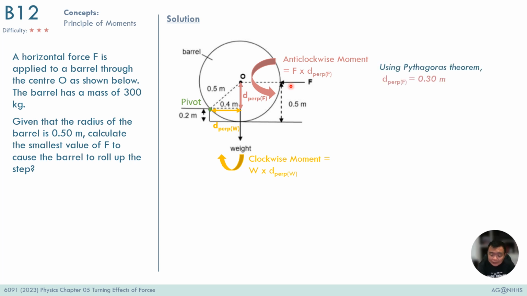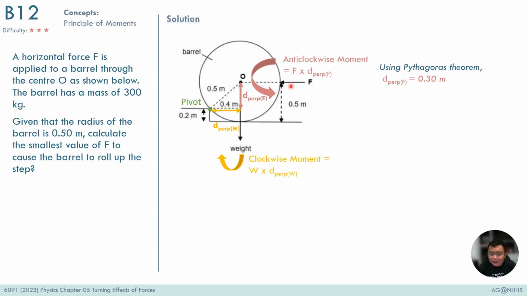So right now, before you plug this into a POM equation, we can try to figure out the perpendicular distance to tag with the pushing force F, which is the red color perpendicular distance. The perpendicular distance can be solved using Pythagoras theorem. I hope you see a right angle triangle, and in a right angle triangle, if you know two sides, you can use Pythagoras theorem to figure out the third side, which is 0.30 meters.